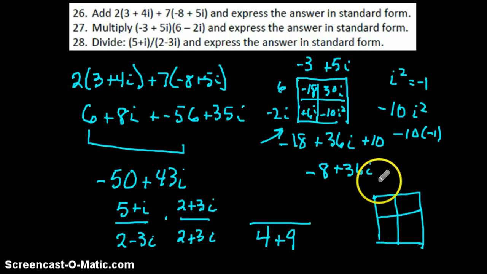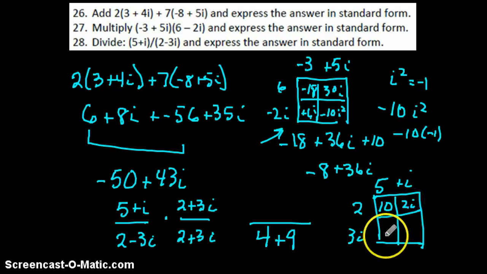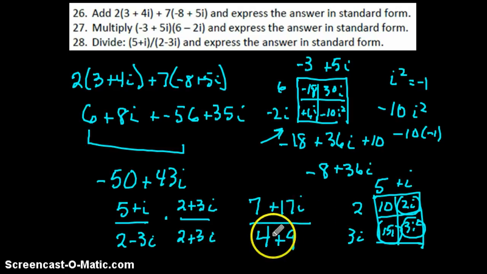So, we got 5 and an i, and we have 2 and a 3i. Okay, so this is 10, this is 2i, this is 15i, and this is 3i squared. All right, so keep this in mind. It's going to be a minus 3 here. 10 minus 3 is 7. Okay. Then we have a 15i and 2i is 17i. Okay, so the answer is going to be 7 plus 17i over 13.